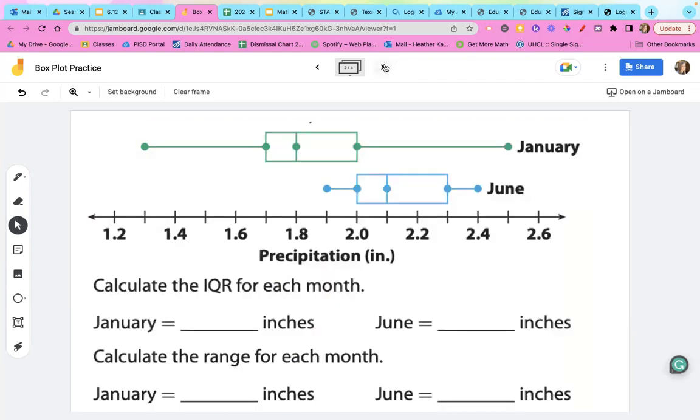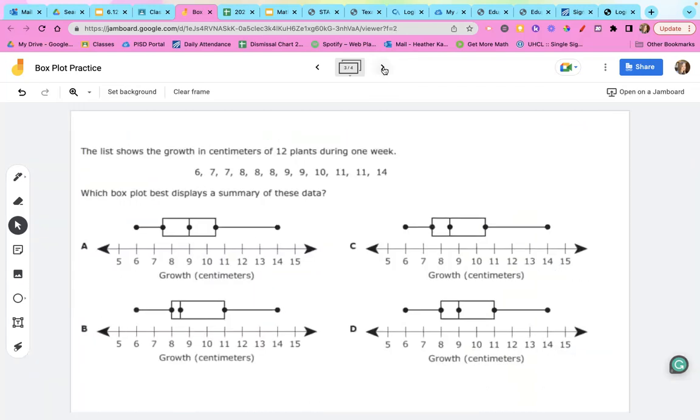Number 2 has a double box plot like we had on the review or on the guided practice. You're finding the IQR for January and the IQR for June. That's Q3 minus Q1 on those. Then you're finding the range for January and the range for June. That's going to be your highest number minus your lowest number. Also should be pretty easy.